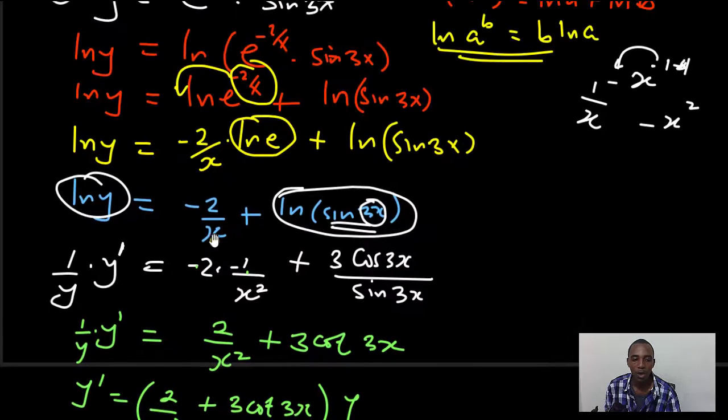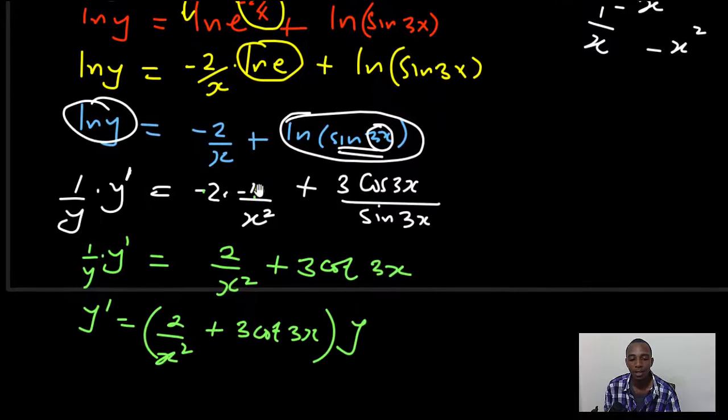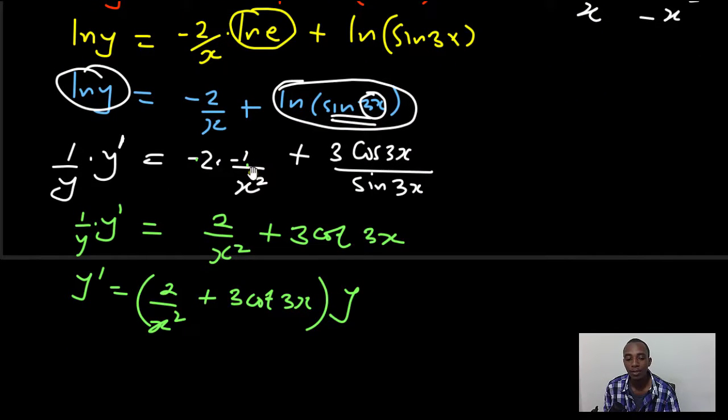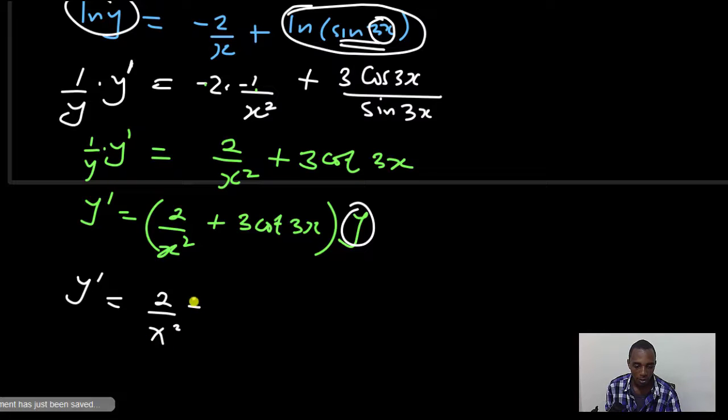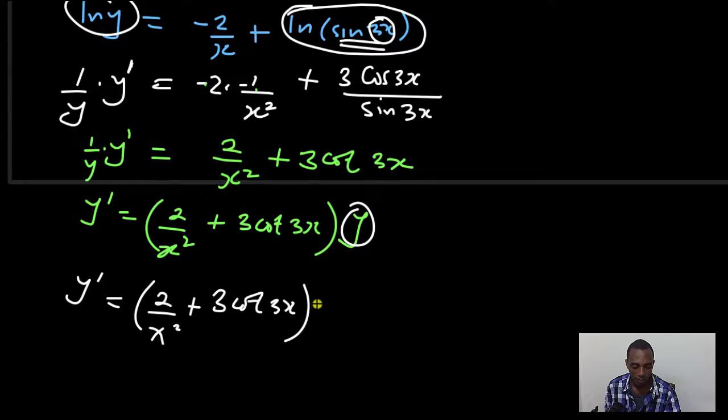But remember, y is this whole function here, and as a rule, when we take derivatives with respect to a certain variable, it's always nice if we write our answer in terms of that variable. So our answer should be written in terms of x. I'll now write what the value of y is in terms of x. So y prime is 2 over x squared plus 3 cotangent of 3x, all this times the value of y, which is exponent negative 2 over x, times the sine of 3x.